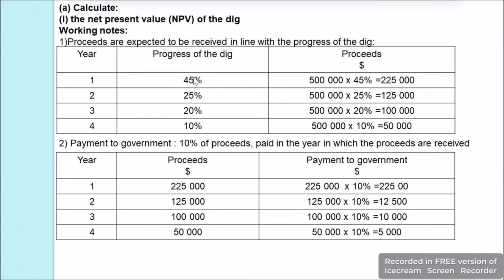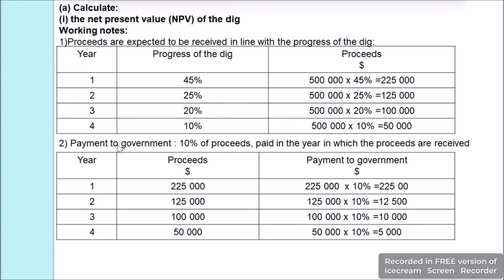So in the first year it is 45%, so 500,000 times 45% will be $225,000. In the second year it will be 25%, so 500,000 times 25% will be $125,000. In the third year it's 20%, 500,000 times 20% will be $100,000. And in the fourth year it is 500,000 times 10%, which will be $50,000.